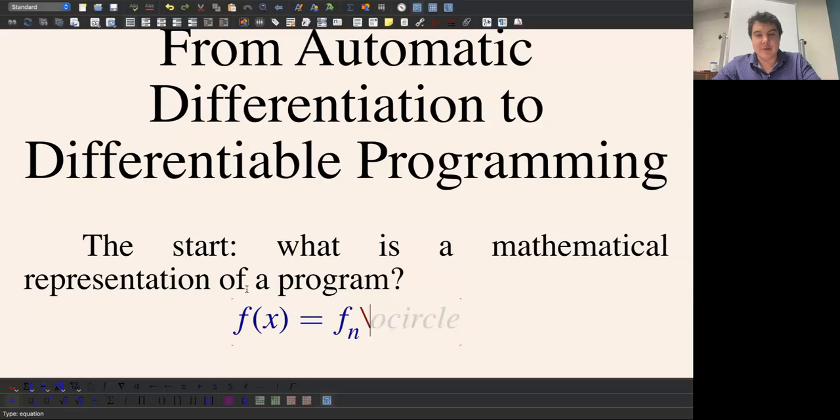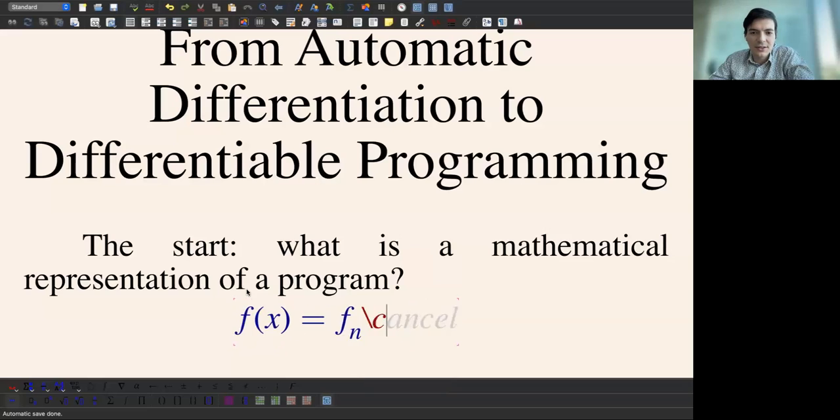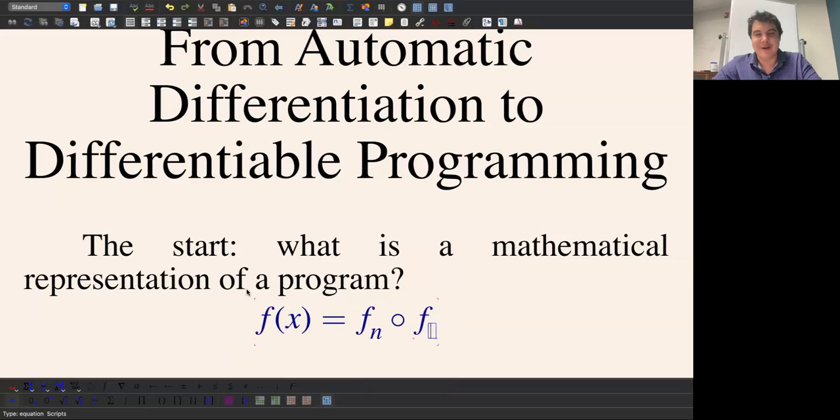Let's see. No, that's too big of a circle. Trying to remember the compose. Is that circ? Oh, circ. Yeah, okay. Circ f_{n-1} circ dots.